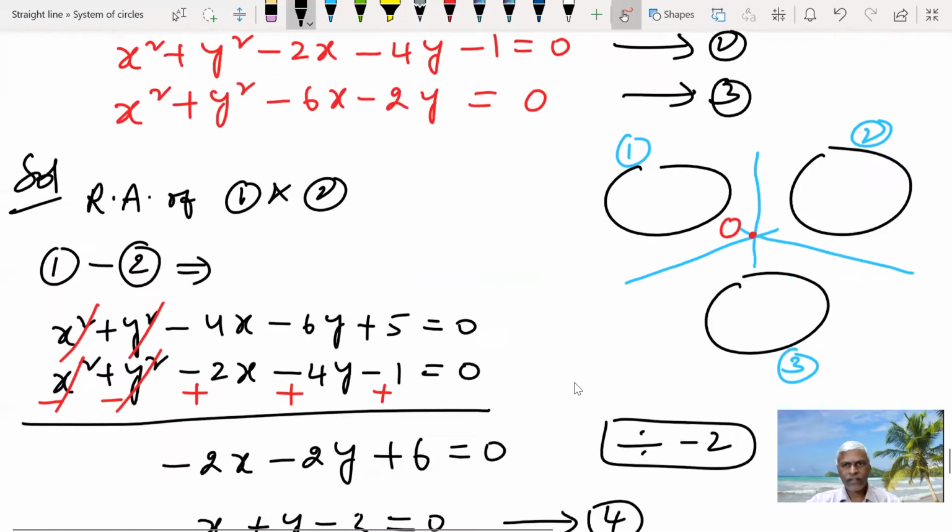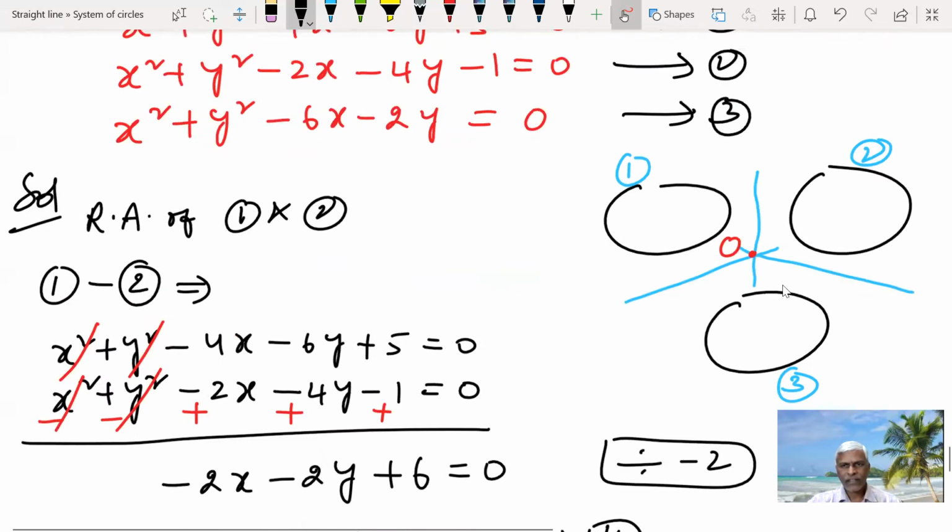We need not find 3 radical axes. You can find radical axis of first 1 and 2 circles and 2 and 3 circles. So this point of intersection of these 2 radical axes will give us radical center.